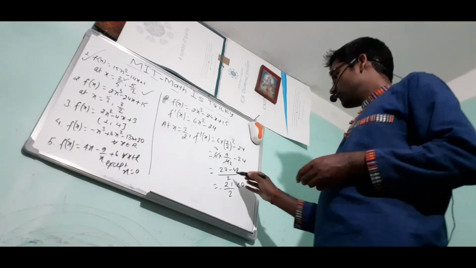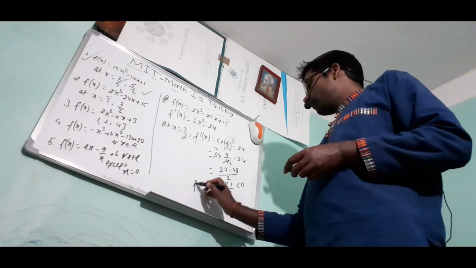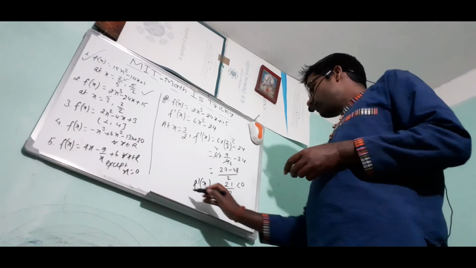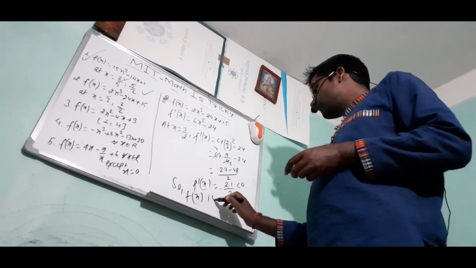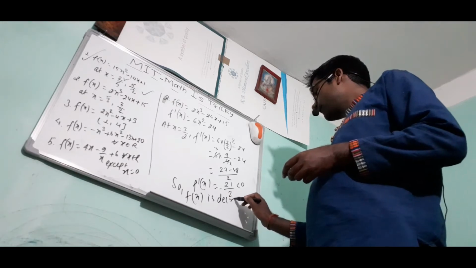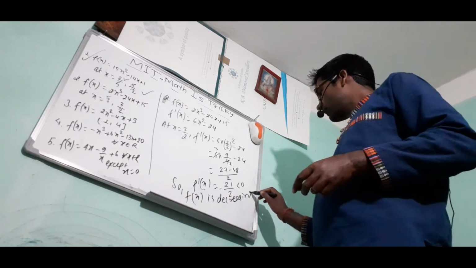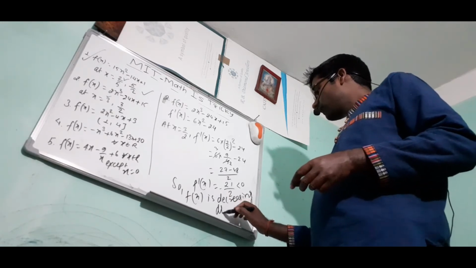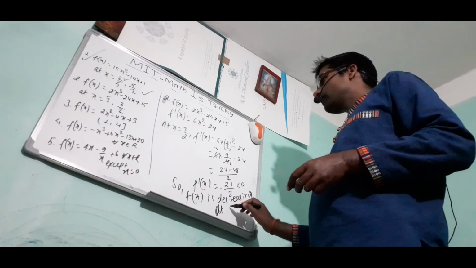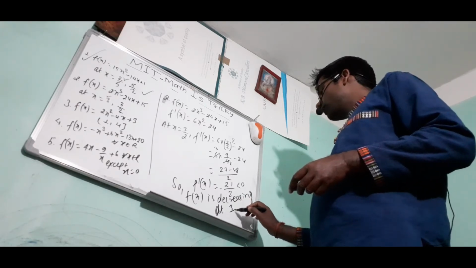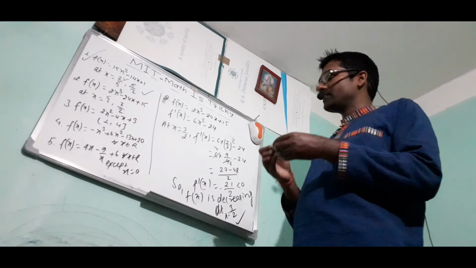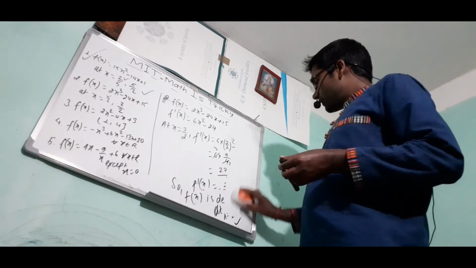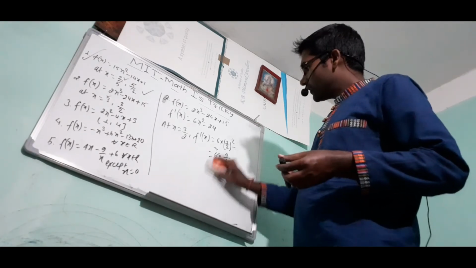So we can write here our first derivative is negative, so the conclusion will be f(x) is decreasing at which point? At 3 by 2. x equals 3 by 2. This is our answer. This is the solution for the second question.